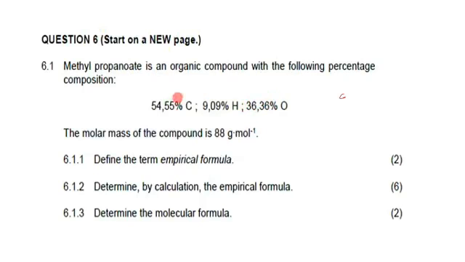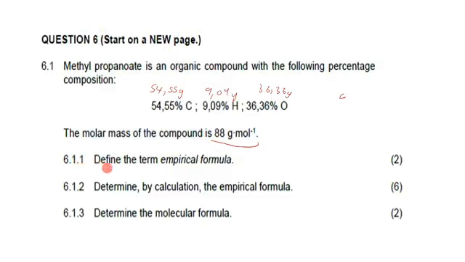So the first thing that you want to do here is just to change the percentage of each element to grams. So we're just going to take these percentages as our mass. So here we have 54.55 grams, then here 9.09 grams, and then 36.36 grams. That's what you do. Simply replace the percentage with grams. Then the molar mass of the compound is 88 grams per mole. So we are given that methyl propanoate has a molar mass of 88 grams per mole.